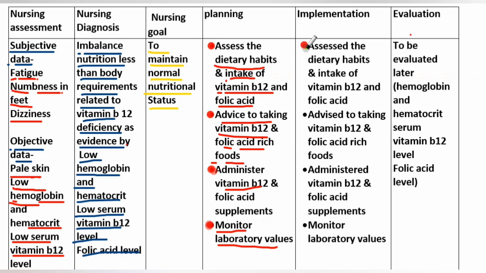Implementation: assessed the dietary habits and intake of vitamin B12 and folic acid. Advised to take vitamin B12 and folic acid rich foods. Administered vitamin B12 and folic acid supplements. Monitored laboratory values. Evaluation to be done later: hemoglobin level and hematocrit level, serum B12 level, and folic acid level.